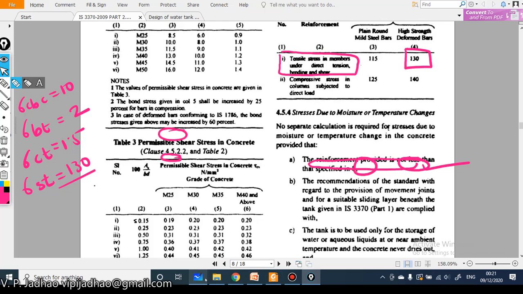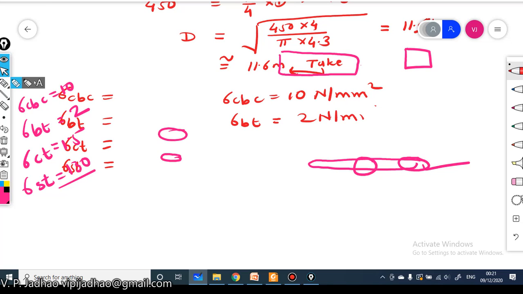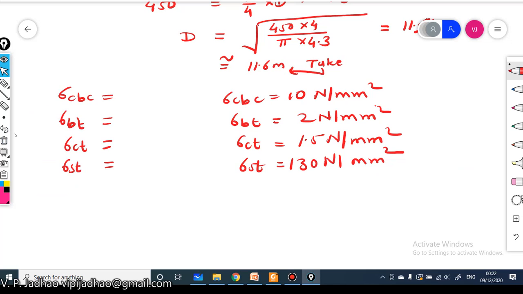So we'll go to our problem. We have sigma CBC equal to 10 Newton per mm square, sigma BT as 2 Newton per mm square, sigma CT as 1.5 Newton per mm square, and sigma ST as 130 Newton per mm square. We have got all these values from IS.